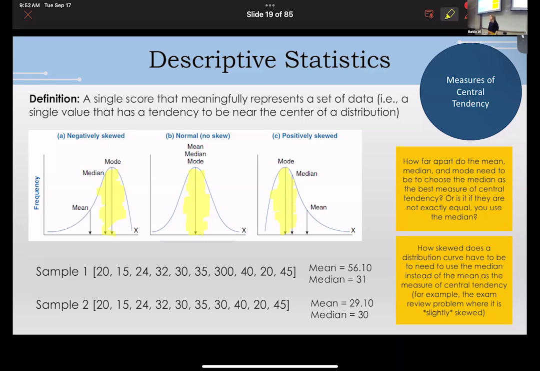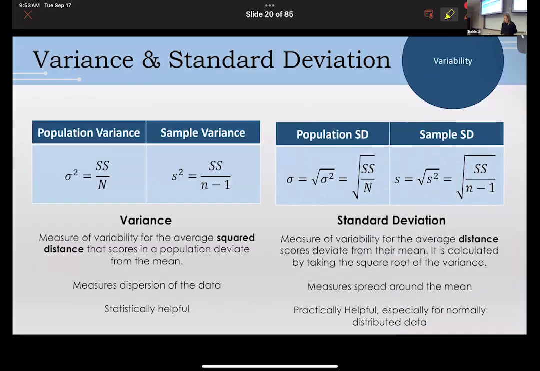What about the first one? Median. Why? The scores cluster around the median more. The way I look at it is far less statsy, right? I mean, 20, 15, 24, 32, 30, 35, 300. Whoa. 40, 20, 45. I'm already going median first. But then I'm looking at it and going, the median is 31. 31 is pretty close to most of those numbers, right? 56 isn't close to any of those numbers. Median.